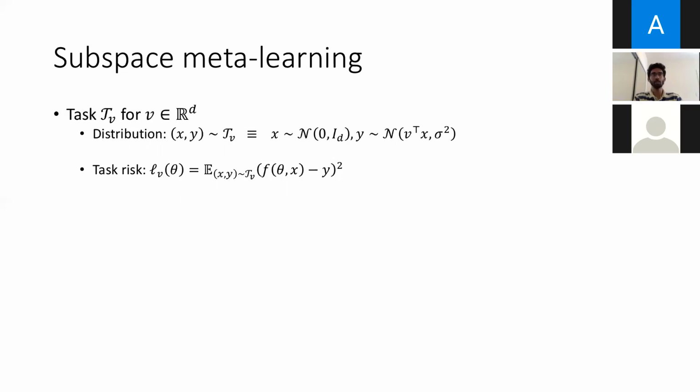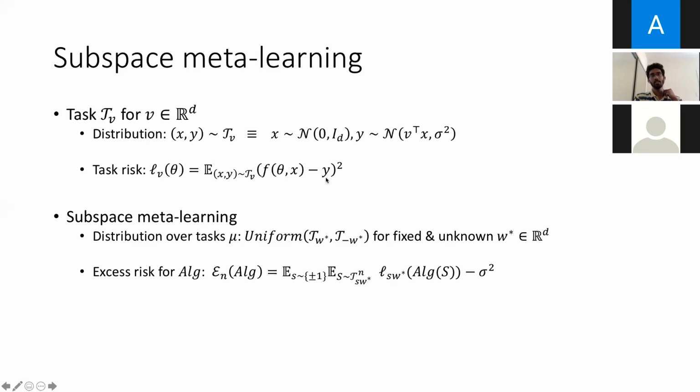We don't really need this to be Gaussian for any of the settings. We just need the variance to be sigma square and independence in the Y across X's, but let's say it's Gaussian for simplicity. And then as defined earlier, the loss for this task, which is parameterized by V, is just the squared error loss between the prediction and the actual label Y.